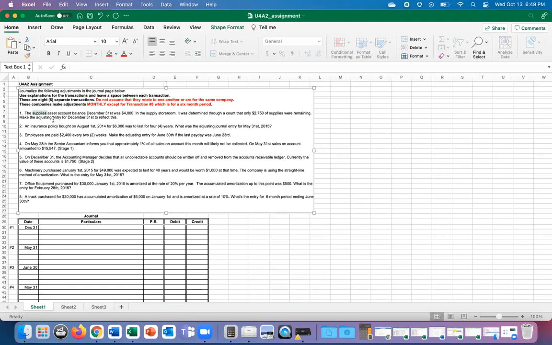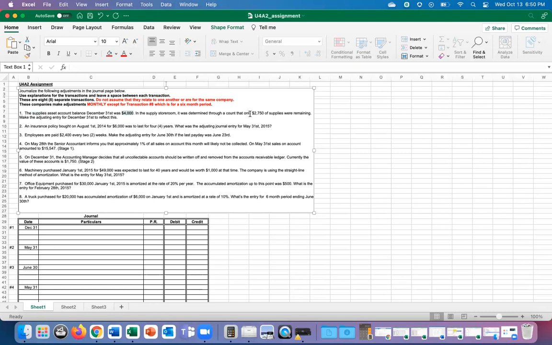So the specifics of it: the supply asset account balance for December 31st was $4,000. In the supply room, it was determined through a count that only $2,750 of supplies were remaining. Make the adjustment entry for December 31st to reflect this. Okay, so the basic idea here is that at the beginning of December, we had $4,000 worth of supplies in the closet.